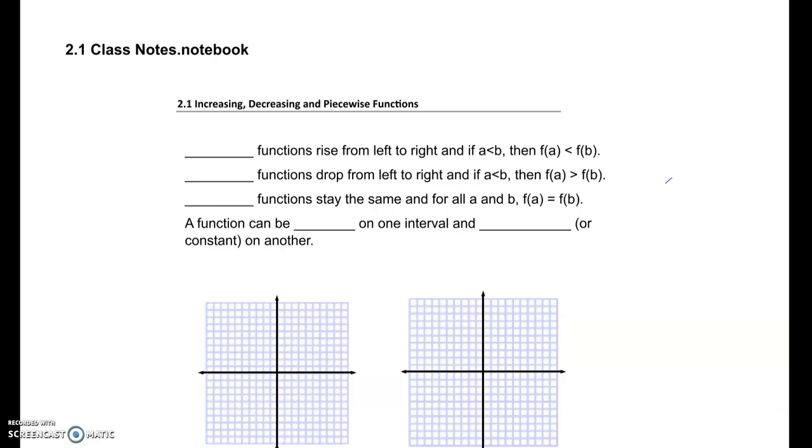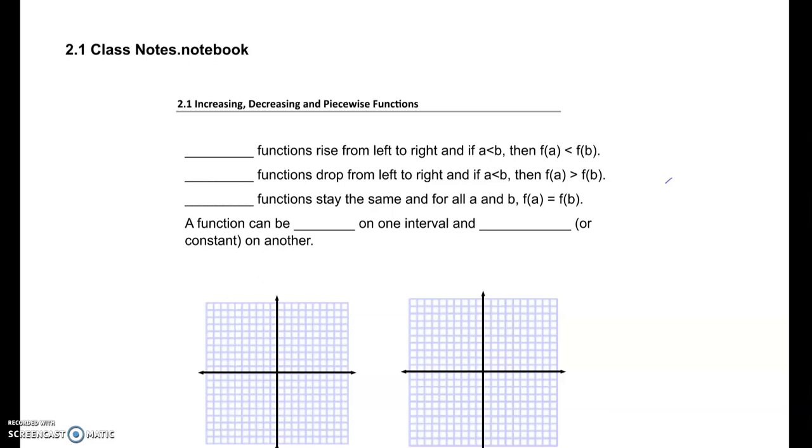Okay, we are ready to start on Chapter 2. Hopefully you printed out the notes for Section 2.1 and are ready to follow along and fill them in with me. Notice it's just one page today. So let's get started with some definitions. We're going to be talking about increasing and decreasing functions here first, and also piecewise functions.